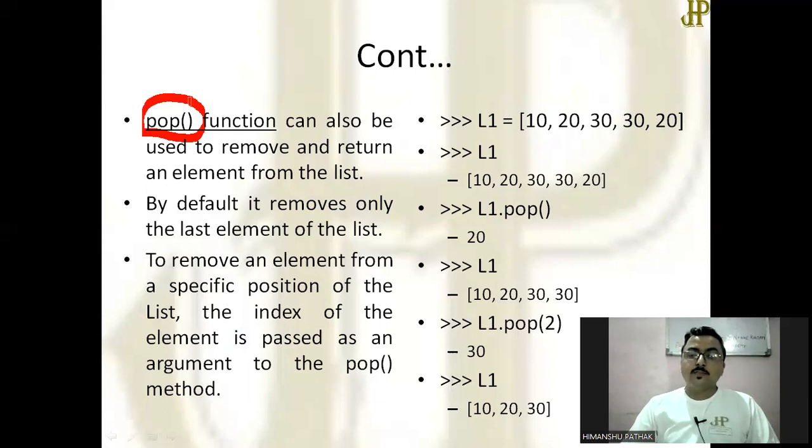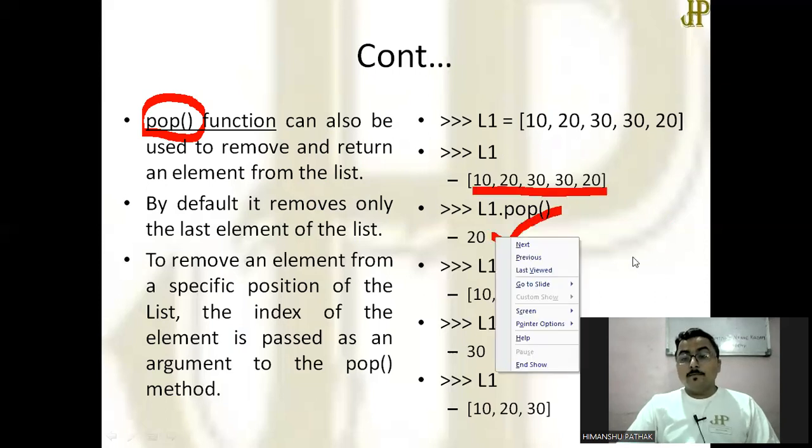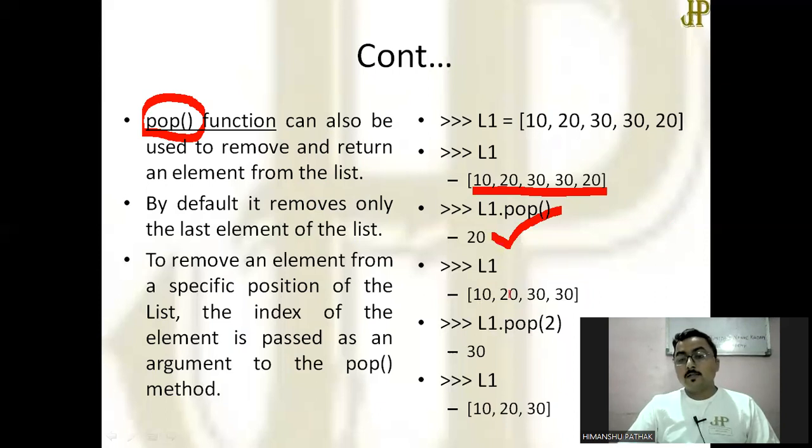Last in, first out. LIFO order. It will pop the last element of the list, just like here. L1 is 10, 20, 30, 30, 20. L1.pop() will pop 20. Now if I print L1, it will print 10, 20, 30, 30. The 20 will be deleted.